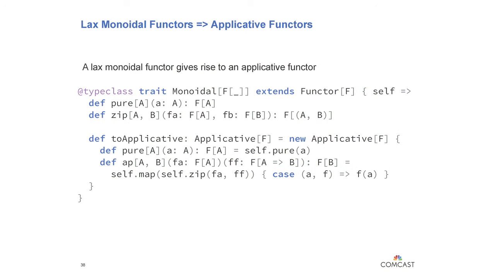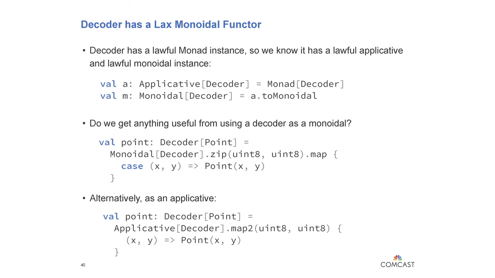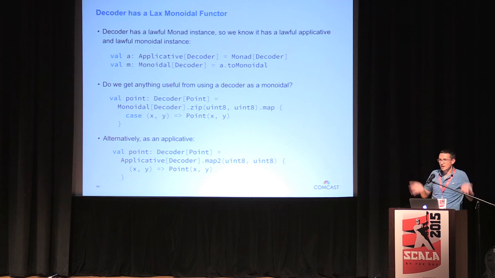And so one neat thing about this representation is that every lax monoidal functor gives rise to an applicative functor. Right? So if we have a lawful monoidal, we can convert it to an applicative, and vice versa. If we have a lawful applicative, we can convert it to a monoidal. So we know with decoders now in scodec, we have a lawful monoidal. I mean, we know that because we start with a lawful monad instance. From the monad, we can convert that to an applicative just by type ascription, and then we can call this toMonoidal method to now get a lawful monoidal instance for decoders.